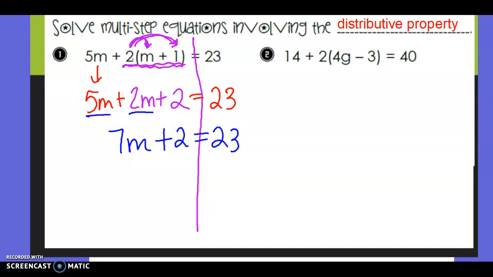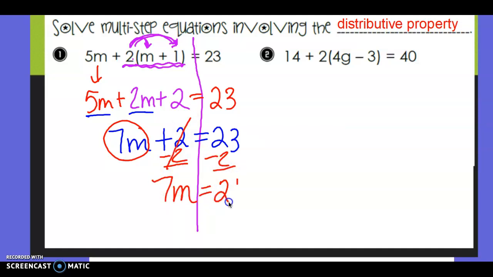Now I have a two-step equation like we've learned to do. I need to get the 7m all alone, so I'm going to subtract 2 from both sides. These cancel, and I have 7m equals 21. And I don't want 7m's, I want 1m, so I divide by 7, and I will get 1m, or m, equals 3. Let's look at one more example.